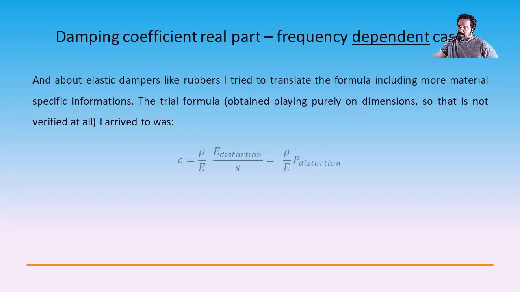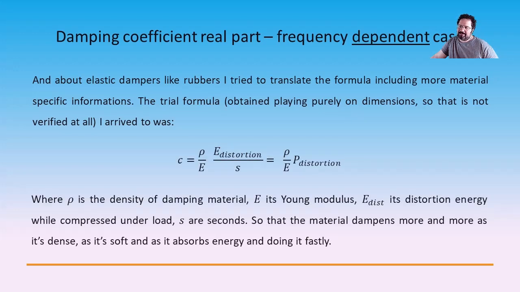The formula I arrived at was this one, where ρ is the density of damping material, E is Young modulus, E dist is distortion energy while compressed under load, S are seconds as usual, so that the material dampens more and more as it's dense, ρ at numerator, is soft, that is to say small Young modulus at denominator, and as it absorbs energy, big distortion energy, and doing it fast, small seconds, that is to say somehow the velocity of distortion. Velocity, so power of distortion power.